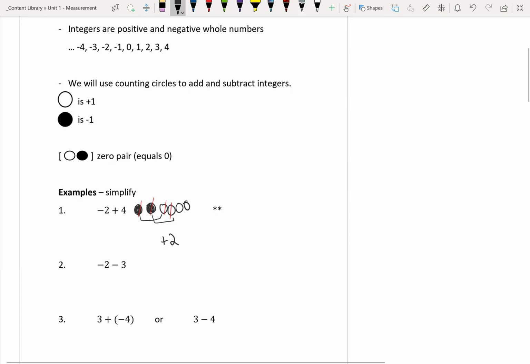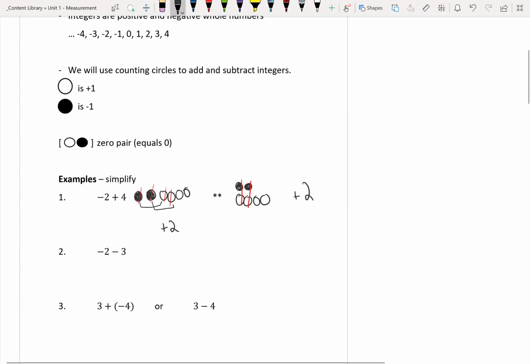Another way you could do this, still visualizing it, draw your sets one on top of another to make it a little bit easier to see what gets canceled out, and then you have your leftover ones, +2. So our answer of -2 plus 4 is +2. If we look at example 2, we can do the same thing.